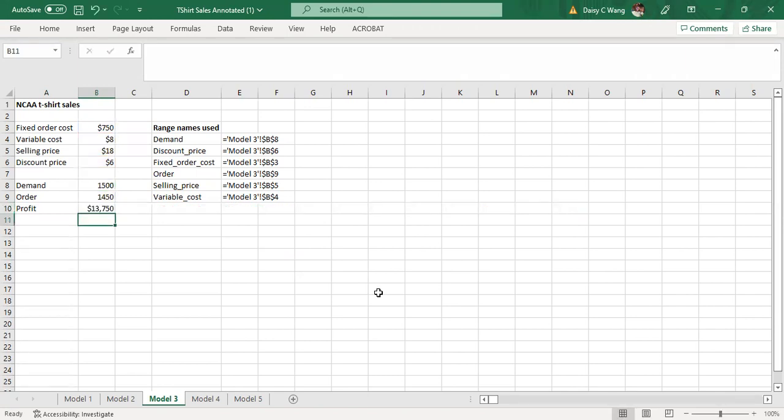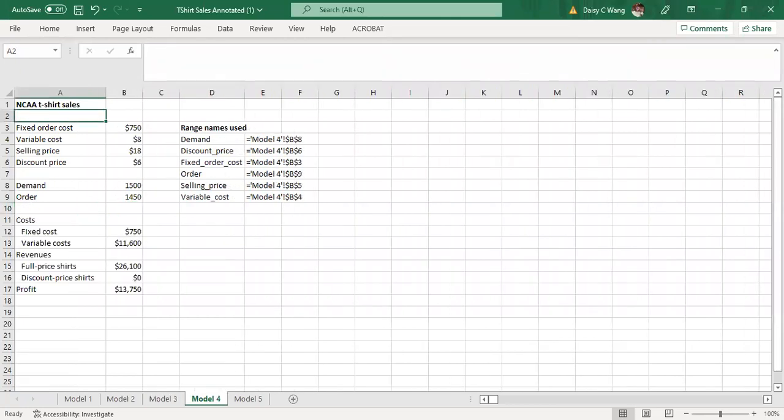But can we make it even better? Sure, because here you still need to look at, oh, negative fixed cost minus variable cost. So in model 4, we put this information here. This is the known information, and this is the demand and order. And then we separate the profit into cost and revenue. So the cost is equal to this one, and then this is variable cost times the order quantity.